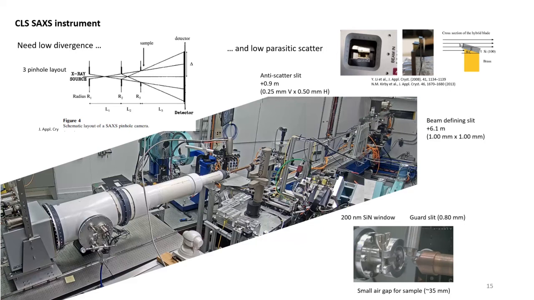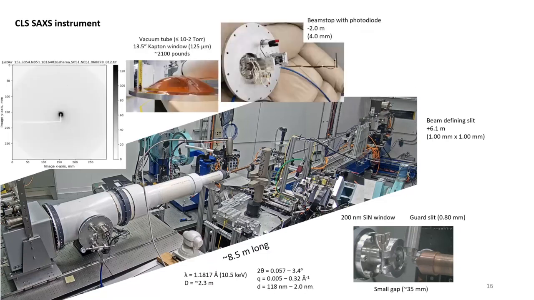And it's like this little gap. We want to minimize the air gap between all these components because the air gap also scatters. So we put our samples in this location here. And then we have a vacuum tube downstream of that. In this vacuum tube, we have our little beam stop flange here. There's a beam stop. There's also this other beam blocker thing shown here, too.